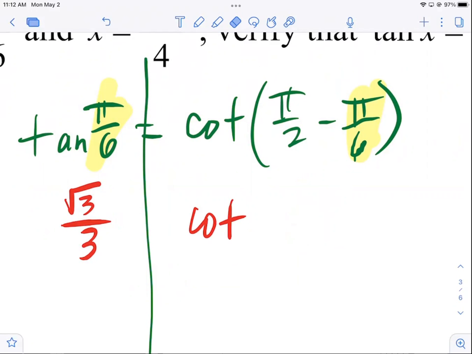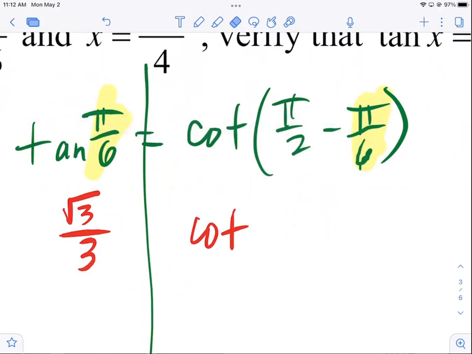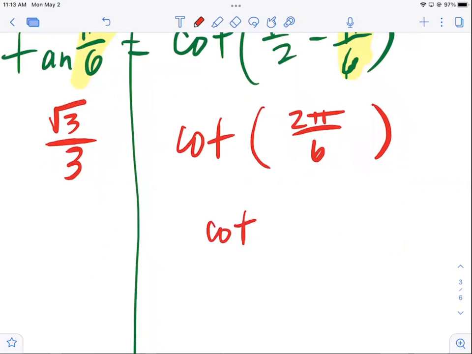Okay. Now, let's just get a common denominator here. The common denominator is 6. So pi halves is how many pi over 6? 3 pi over 6. So 3 pi over 6 minus 1 pi over 6 is 2 pi over 6. And that simplifies to what? Pi thirds.